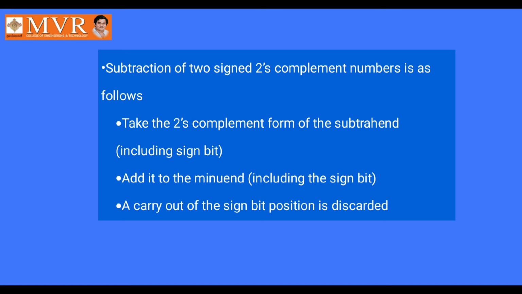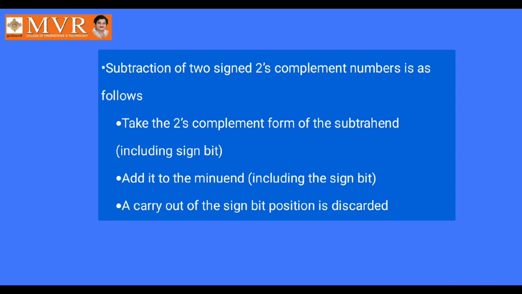If you are again confused about what is the minuend and what is the subtrahend, because you might have learned these words long back, maybe in high school, don't worry. You take the first number and the second number. You are going to subtract the second number from the first one. The procedure is that you first calculate the two's complement of the second number and add that to the first number.